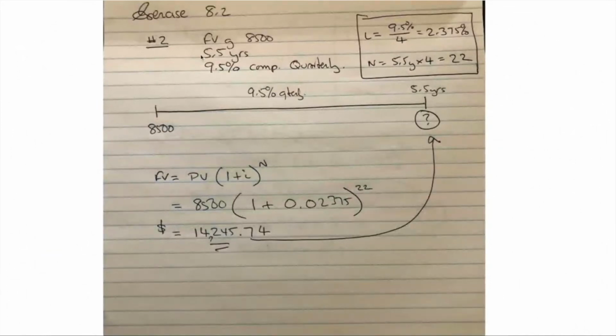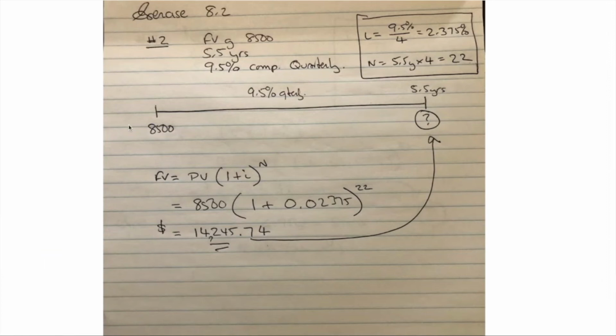So here's number 2. The future value of 8,500 is what we're looking for. 5.5 years, 9.5% compounded quarterly. So in order to figure out what that is, you've got to take 9.5 divided by 4. That will come to 2.375%. And it's 5.5 years times 4 times a year because it's quarterly, so that's 22. So we've got this I is 2.375%, and n is 22.